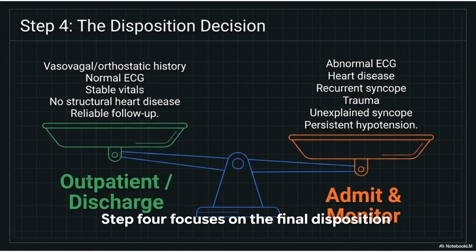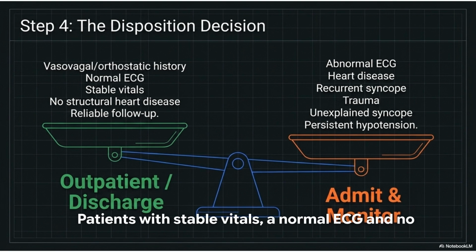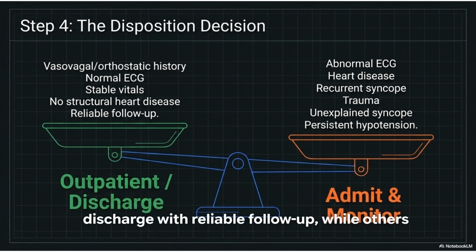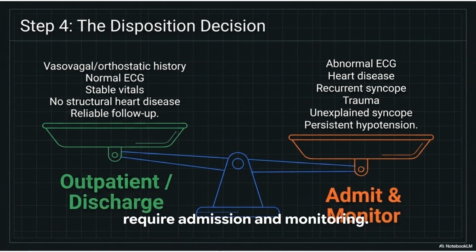Step 4 focuses on the final disposition decision. You must balance the patient's presentation against risk factors. Patients with stable vitals, a normal ECG, and no structural heart disease may be candidates for discharge with reliable follow-up, while others require admission and monitoring.